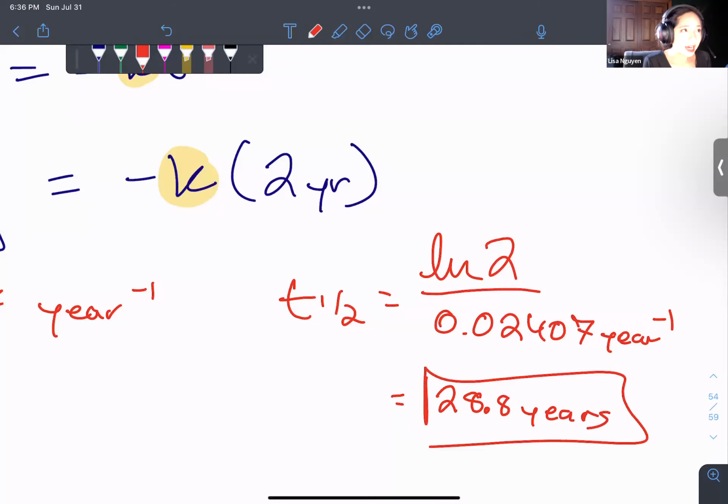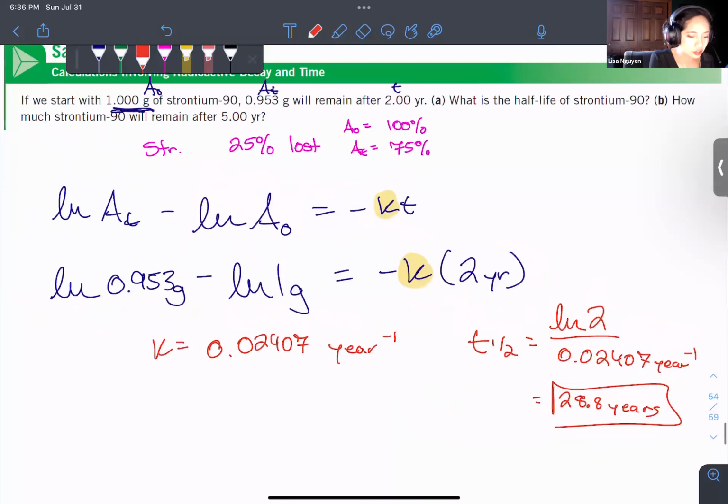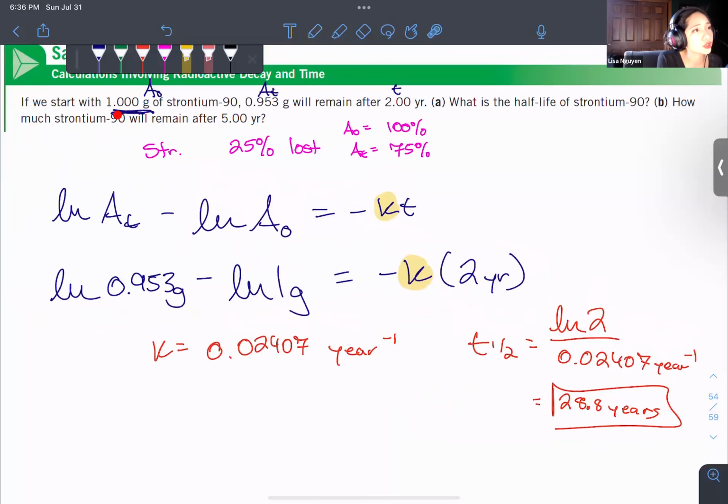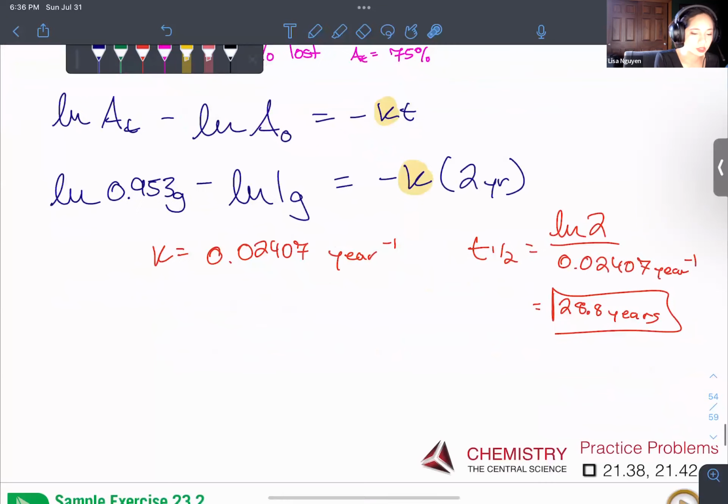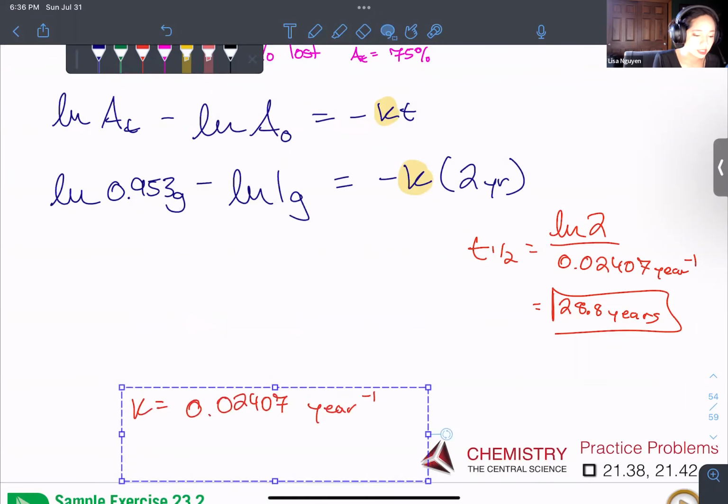So it would take 28 or 29 years for this strontium sample to reduce to 50%. So A subscript T would be 0.5. What do you do with the negative sign? The negative sign where? Like in here in the integrated rate law? Oh, you want to just isolate K. So I won't skip, I'll just do the steps here.